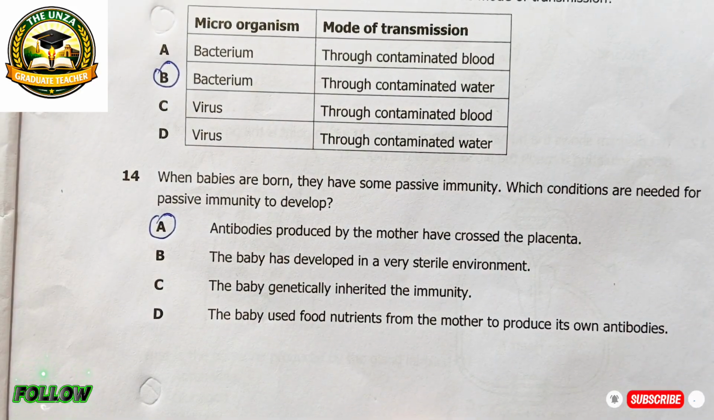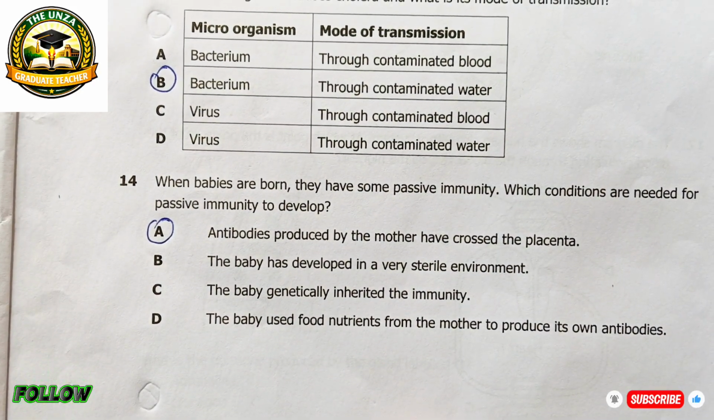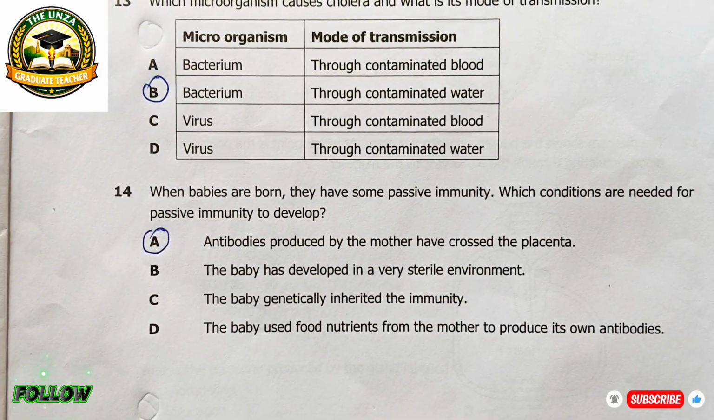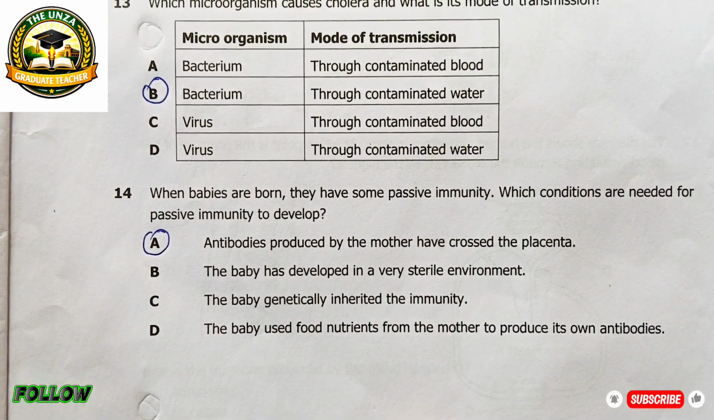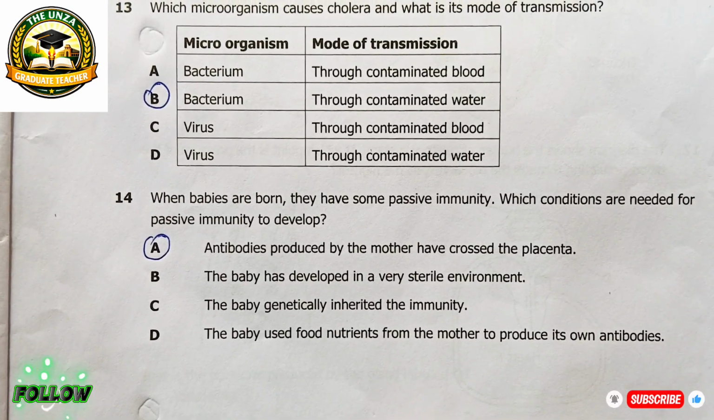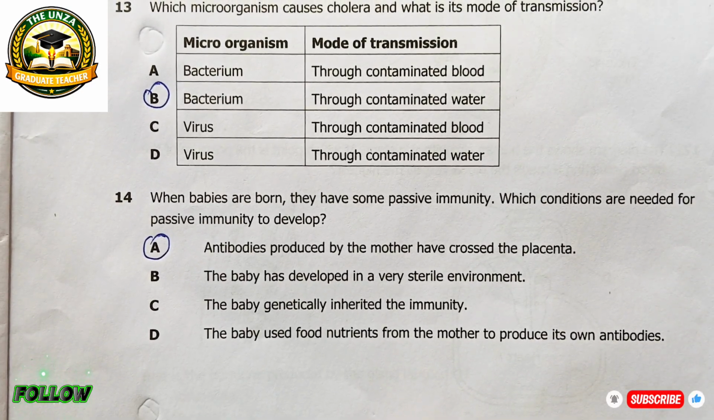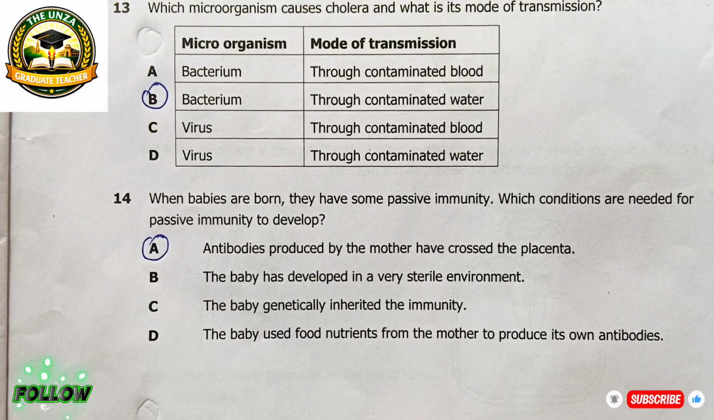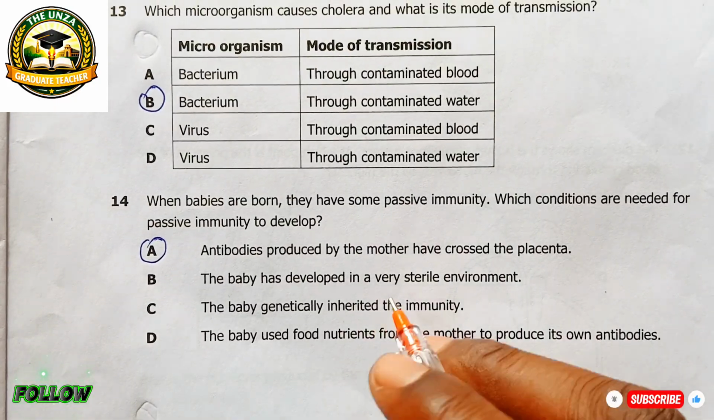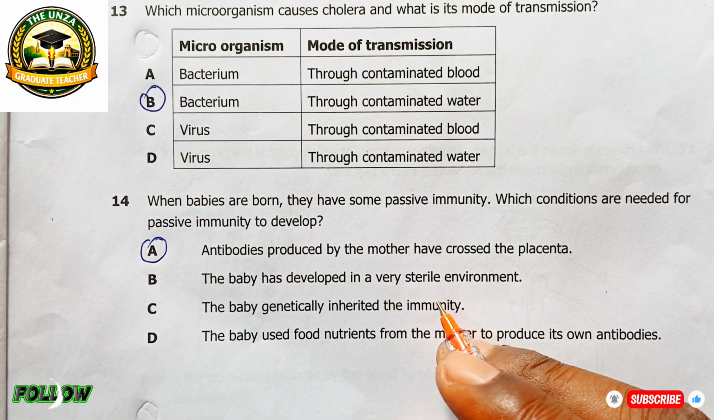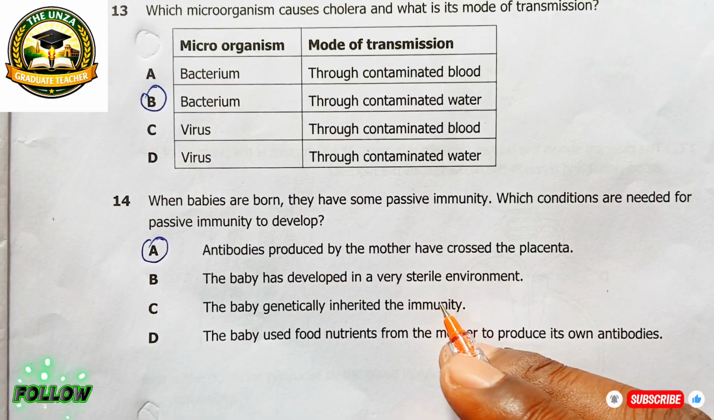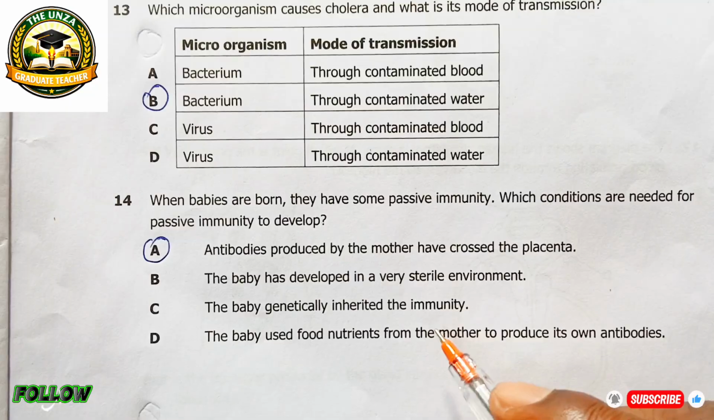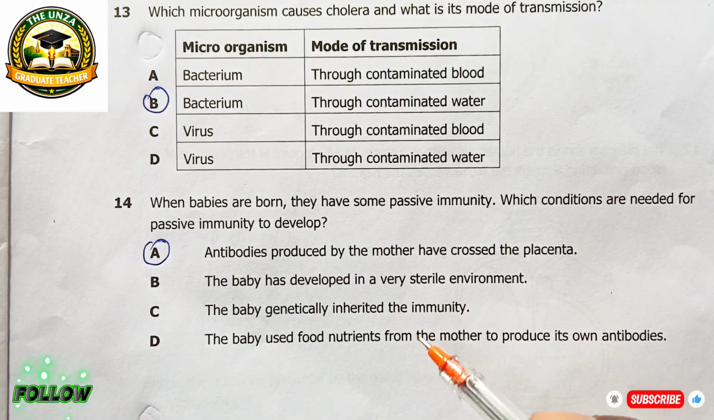The reason is that passive immunity means antibodies are received, not made. So mothers pass antibodies to the baby through the placenta. The reason why we have not chosen the others is that B, a sterile environment does not give immunity. C, immunity is not inherited genetically. D, making antibodies is active immunity, not passive. So no wonder I've picked A.